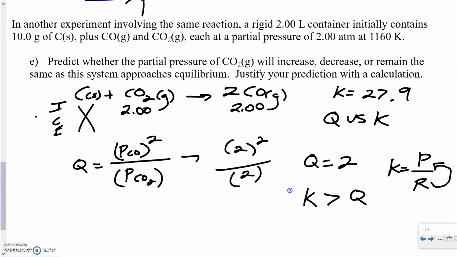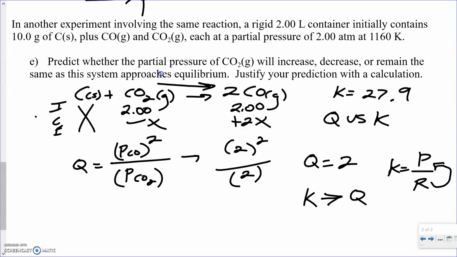shift towards our products. And remember, we can also do that by putting K and Q in alphabetical order and turning our greater than or less than sign into an arrow. It also tells us which direction it's going to shift, so in this case towards the right or towards the products, which means we will be creating more carbon monoxide. Basically, it's favoring products according to our K. We don't have enough products present, so Q is going to shift towards products to be able to get to K. So we actually end up with a minus X and a plus 2X here.